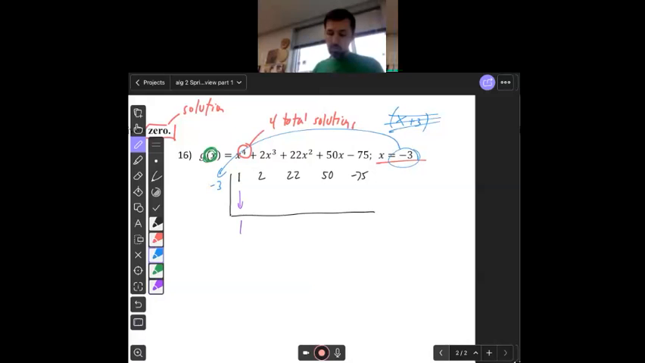So negative 3 times 1 is negative 3. That goes up to the right. Then you add down. 2 plus negative 3 is negative 1. So I have negative 3 times negative 1, which would be positive 3. And add down: 25. Negative 3 times 25, negative 75. Add down, which is negative 25. And negative 3 times negative 25 is positive 75. You add that down, and you get 0.